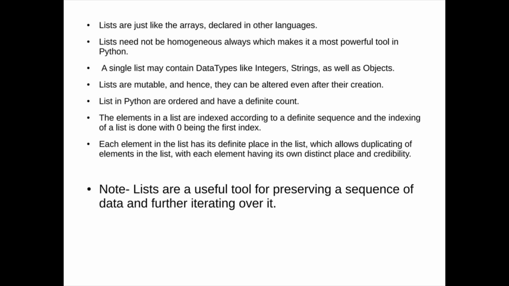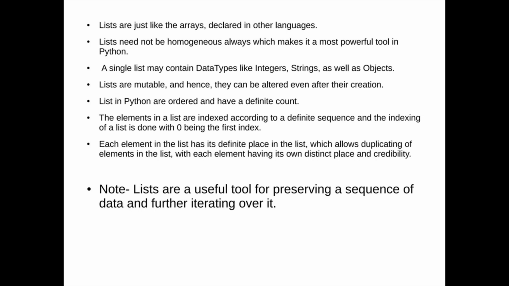A single list may contain data types like integers, strings, and objects. Lists are mutable, and hence they can be altered even after their creation. In Python, the list is ordered and has a definite count. The elements of a list are indexed according to a definite sequence, and the indexing of a list is done with 0 being the first index.